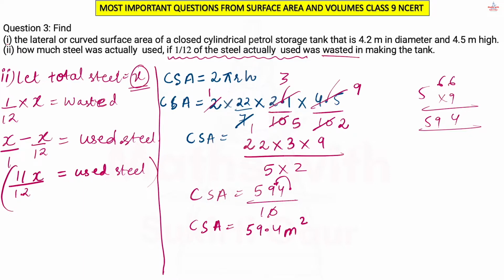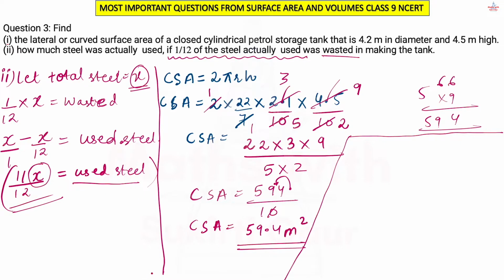Now 11 upon 12 of total steel was actually used steel in creating this tank. Now how are we going to use this 11 upon 12x? Actually the used steel is here. So by this area we can calculate how much steel was actually used. So can I write 11 upon 12x is basically equal to 59.4 meter square, right? This was the actual part which was used in making this steel.